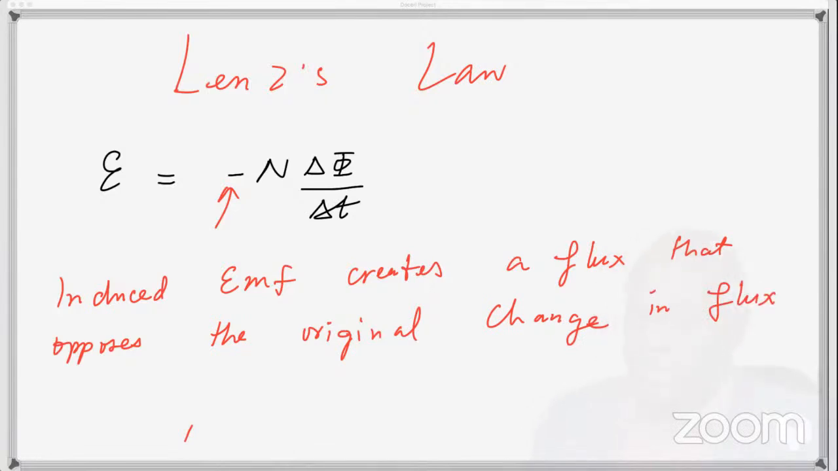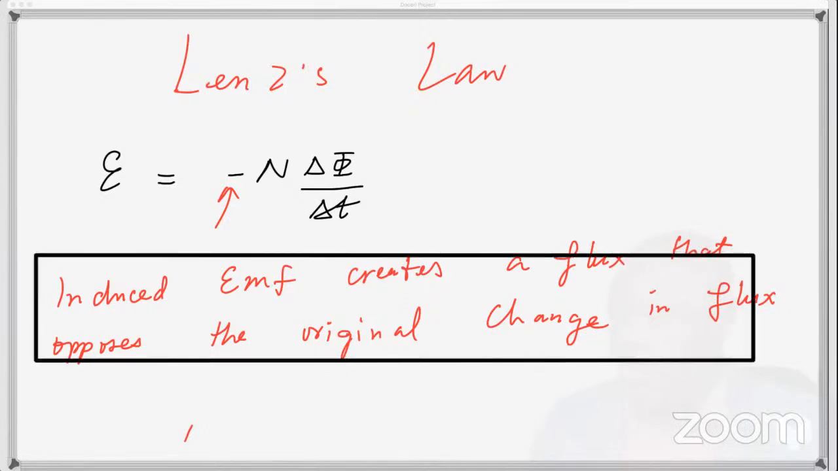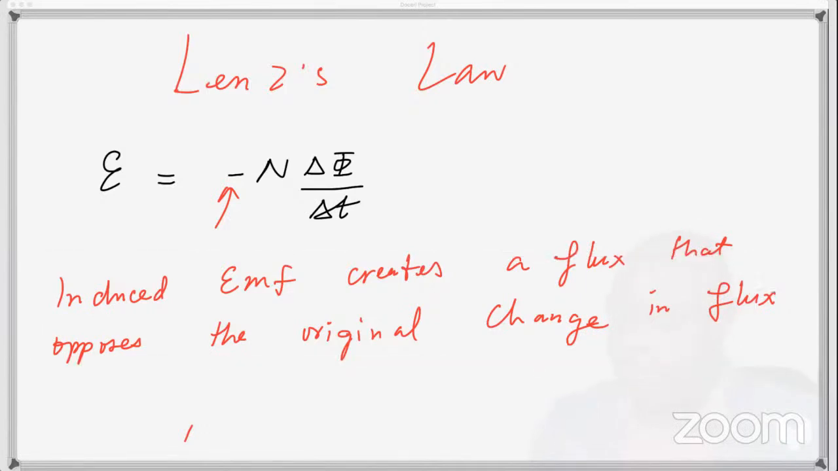This sounds very trivial, but this is often widely misunderstood and misinterpreted by students. Remember, it says the induced EMF creates a flux that opposes, that's number one. And what does it oppose? It opposes the original change in flux. It doesn't oppose the original flux. And that's what students often, 90% of the time, will interpret this to mean. Like if the original flux was out, then Lenz's law says the new flux will be in. That's not correct.